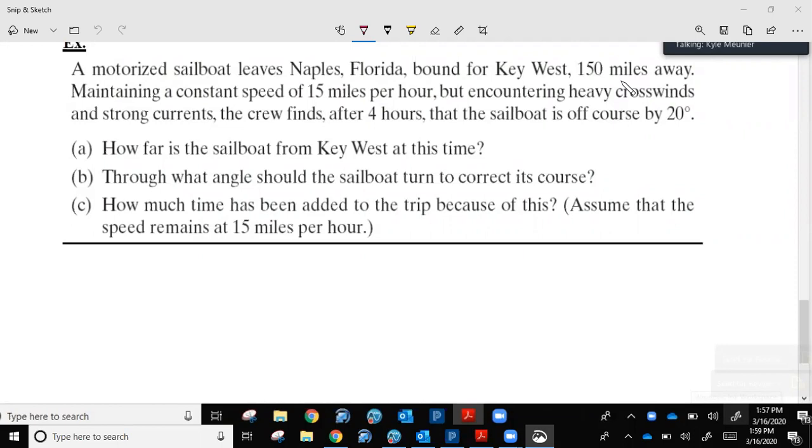A motorized sailboat leaves Naples, Florida, bound for Key West, 150 miles away, maintaining a constant speed of 15 miles per hour, but encountering heavy crosswinds and strong currents. The crew finds after 4 hours, the sailboat is off course by 20 degrees. And there's three parts of this problem. Part A, how far is the sailboat from Key West at this time?